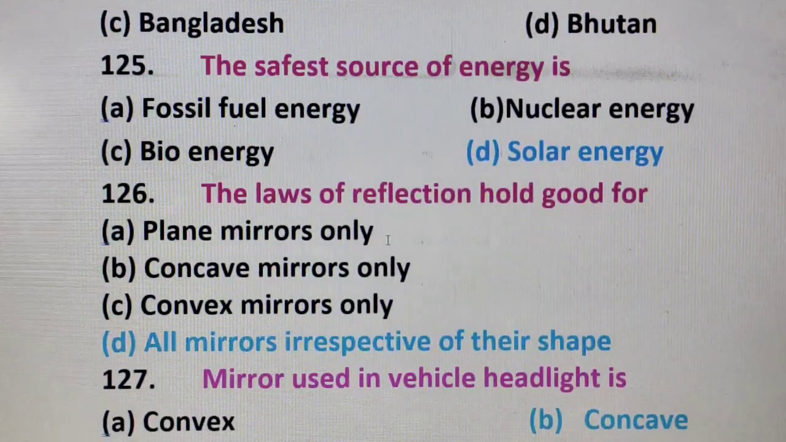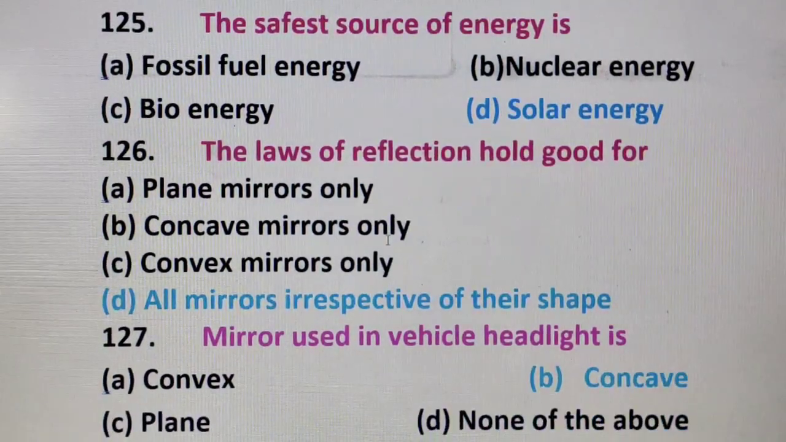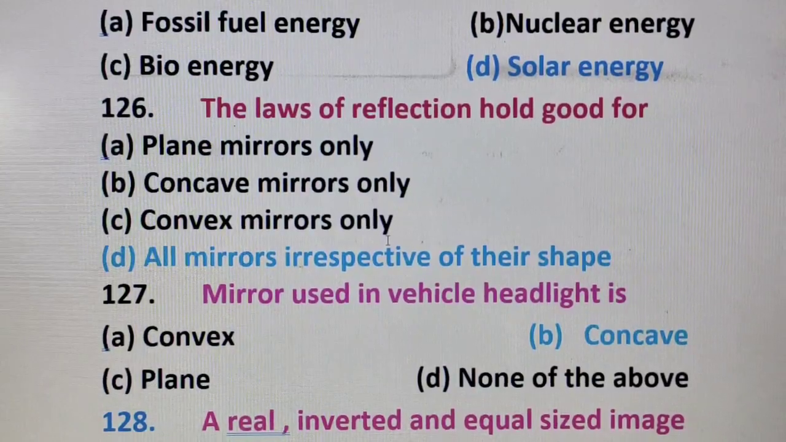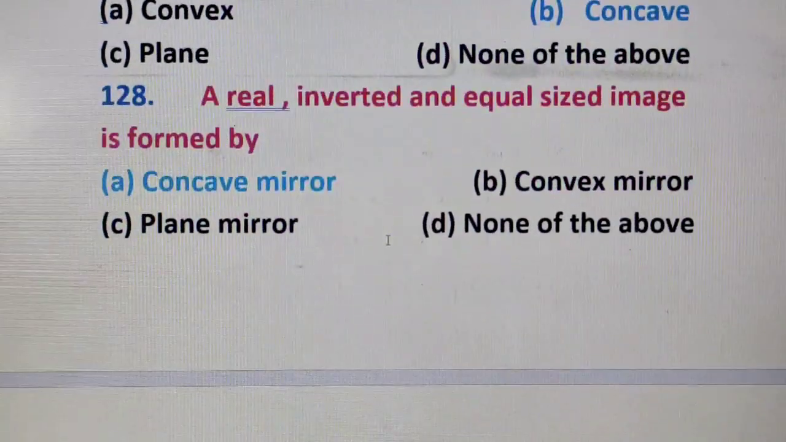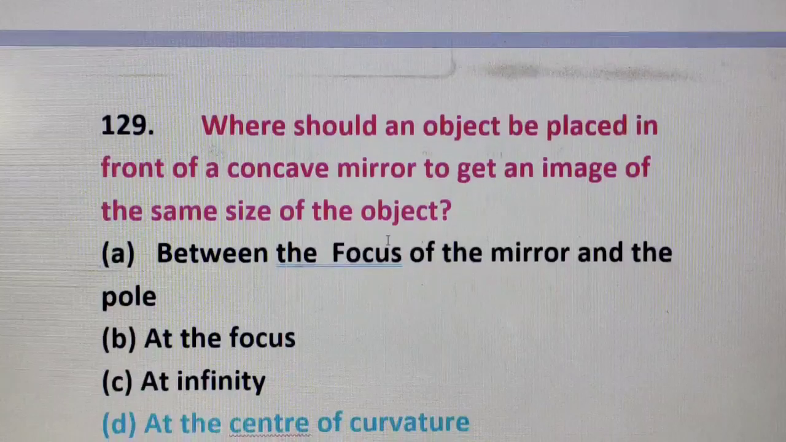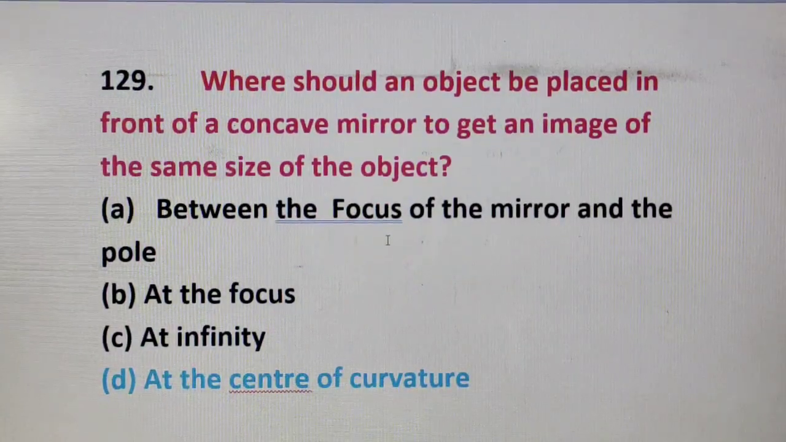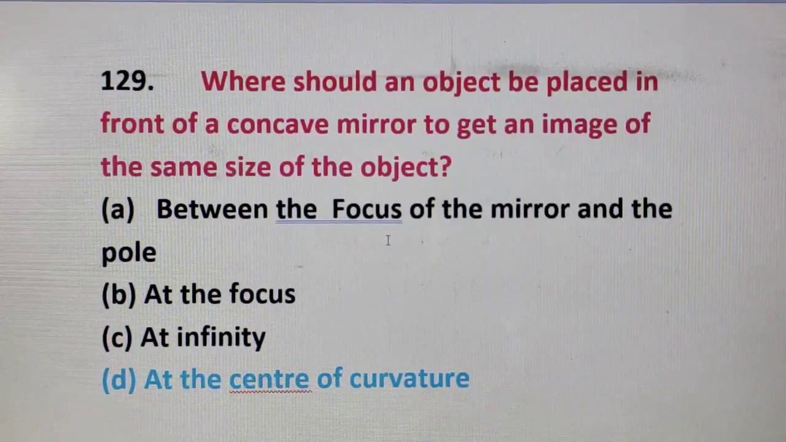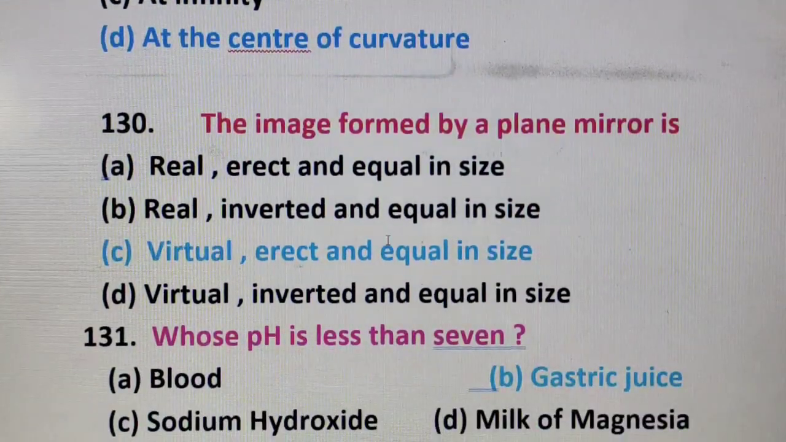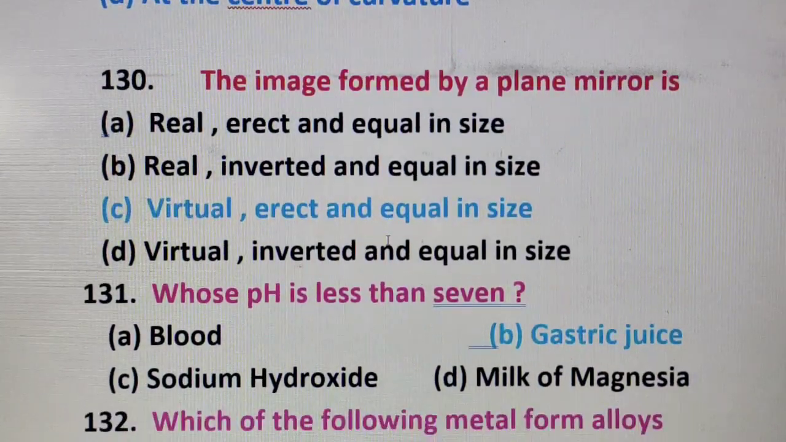The laws of reflection hold good for all mirrors irrespective of their shape. The mirror used in vehicle headlights is concave. A real, inverted, equal size image is formed by a concave mirror. Where should an object be placed in front of a concave mirror to get an image of the same size? At the center of curvature, twice its focal length. The image formed by a plane mirror is virtual, erect and equal in size.